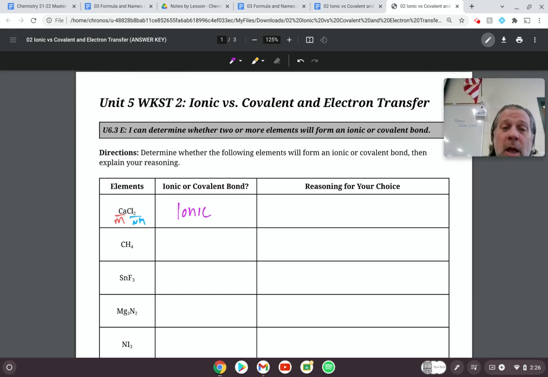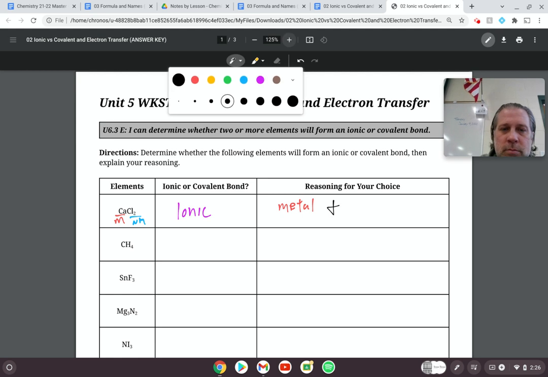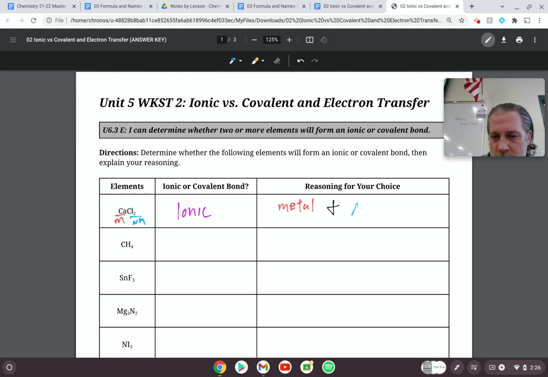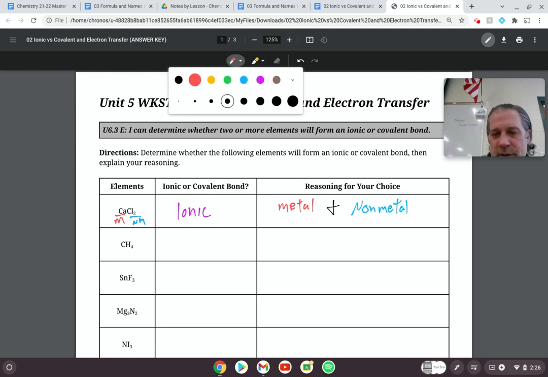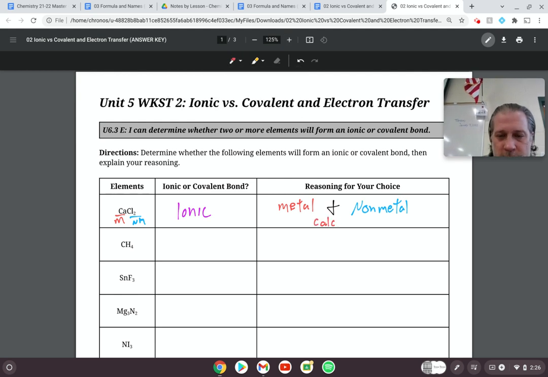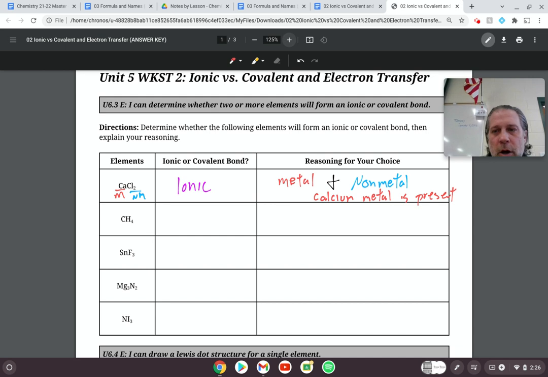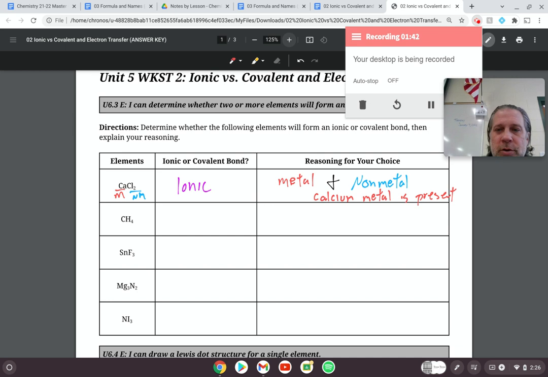And the reasoning that I told my students they could write was metal and nonmetal. Other teachers were saying something just as simple as calcium metal is present. So I'm going to pause my video here and fill in the rest of these, and then I'll quickly talk through them. If you're still working on this worksheet, this would be a good opportunity to fill in this section.